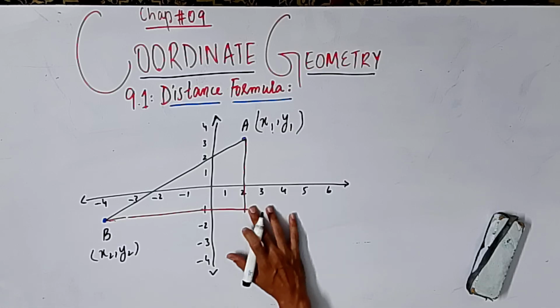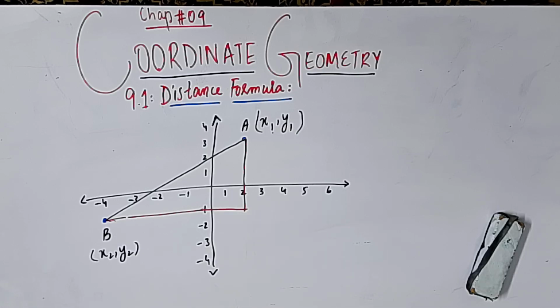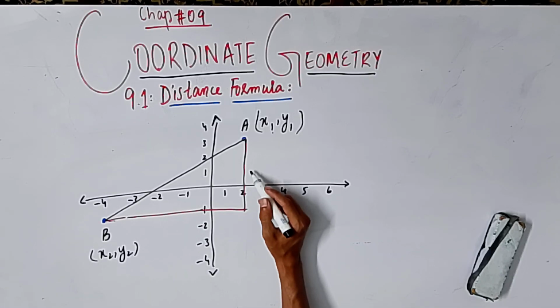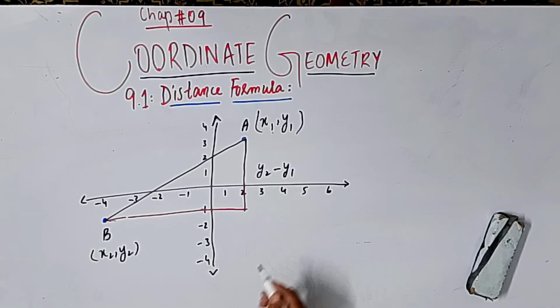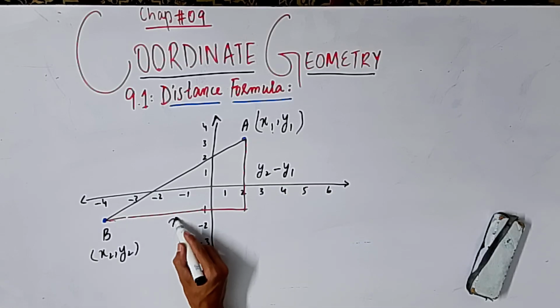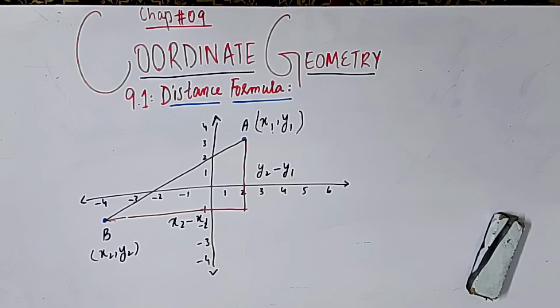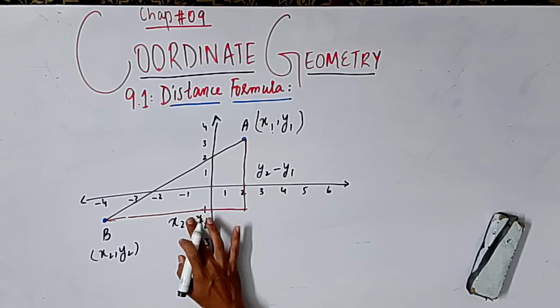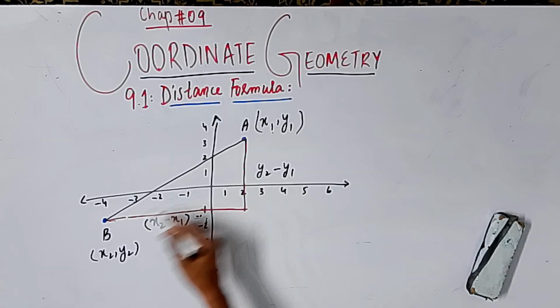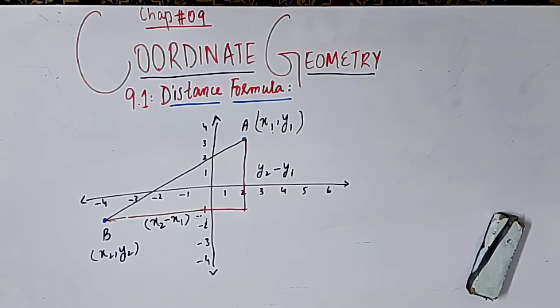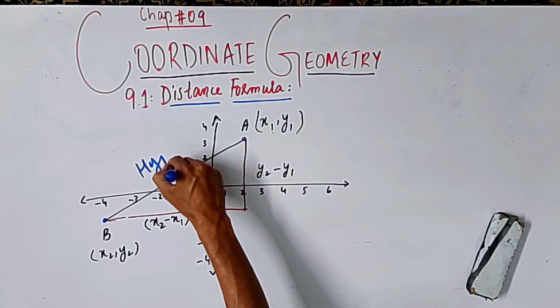So to find the distance between them, you need to find the difference between, this is vertical, so you will call it y2 minus y1, and this is horizontal, you need to call it x2 minus x1, horizontal difference. And this shape is a right angle triangle, and you want to find the distance. So actually you are trying to find the hypotenuse.